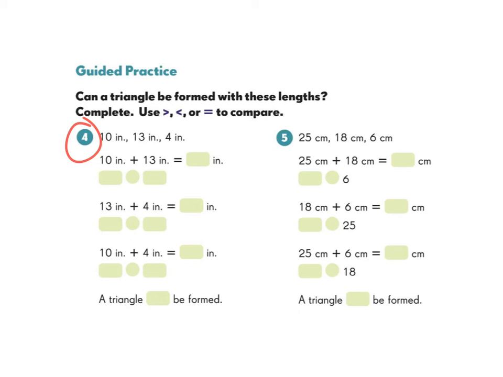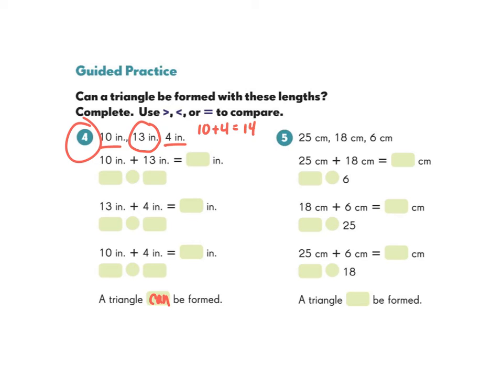Which ones are the shortest in number 4? Would you agree that 4 inches and 10 inches is the shortest? Okay, what's 10 plus 4? 10 plus 4 is 14. Is that longer than the 13? Yes. So then a triangle can be formed. Yes.